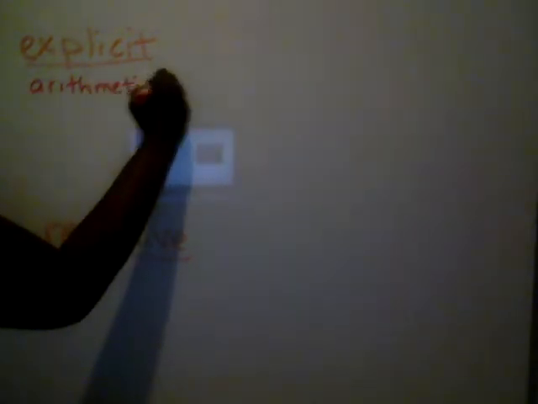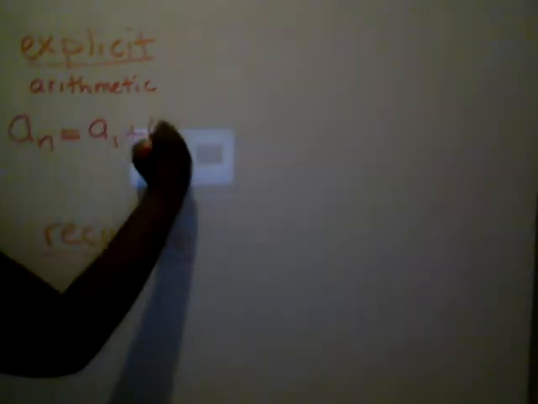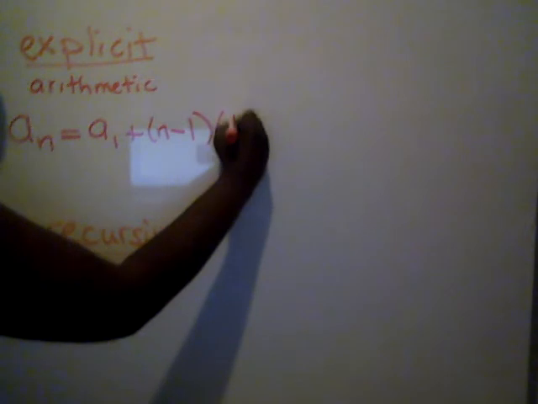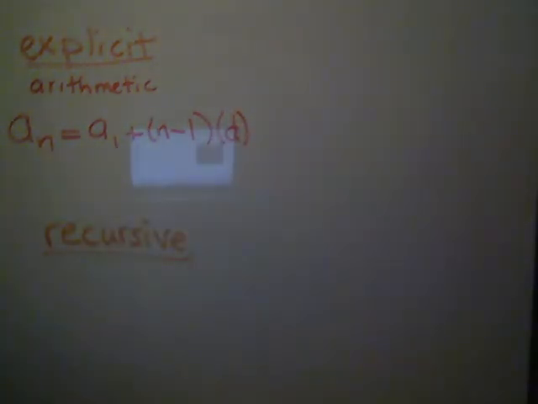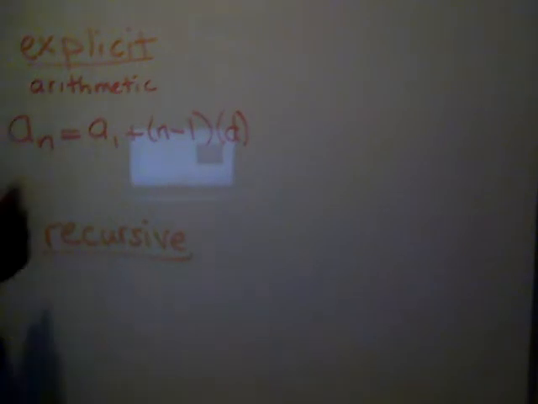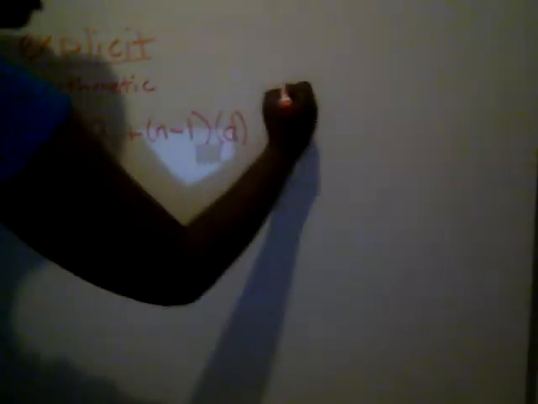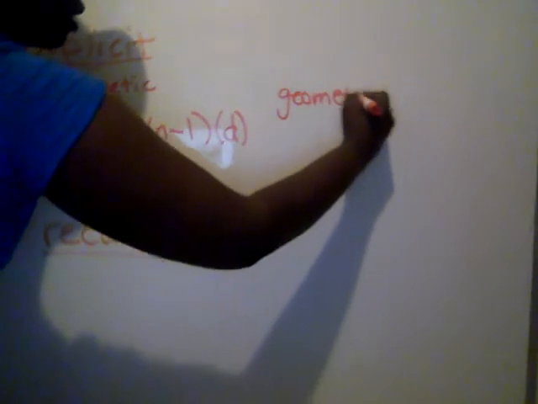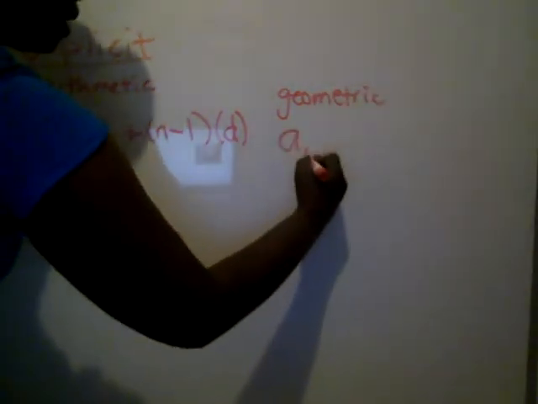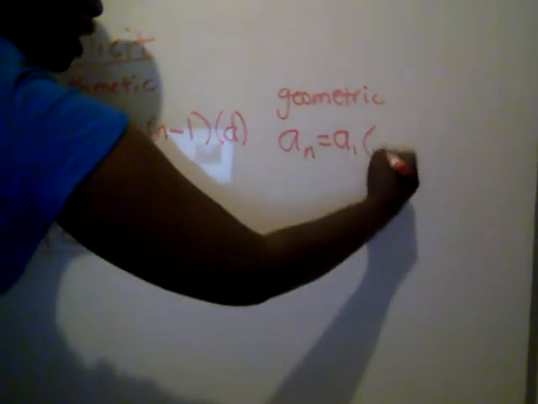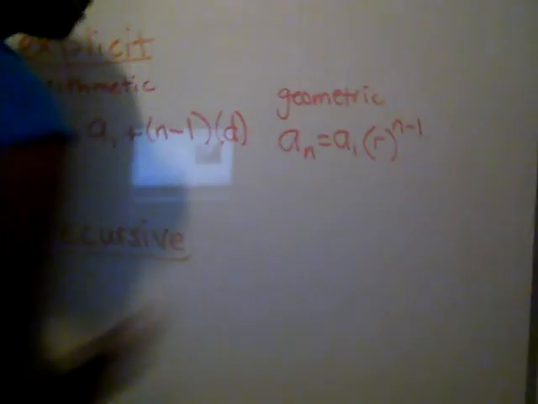So if we go through explicit for arithmetic, the explicit rule we use looks like this: A sub n equals A1 plus n minus 1 times D. And D, we said, is the common difference. And I'll write the geometric up here as well, and then we'll talk through what each of these terms mean. So geometric is A sub n equals A1 times R to the n minus 1.